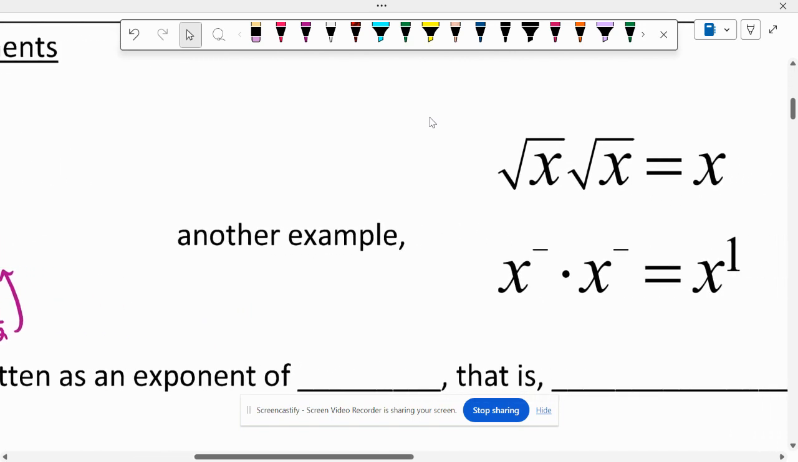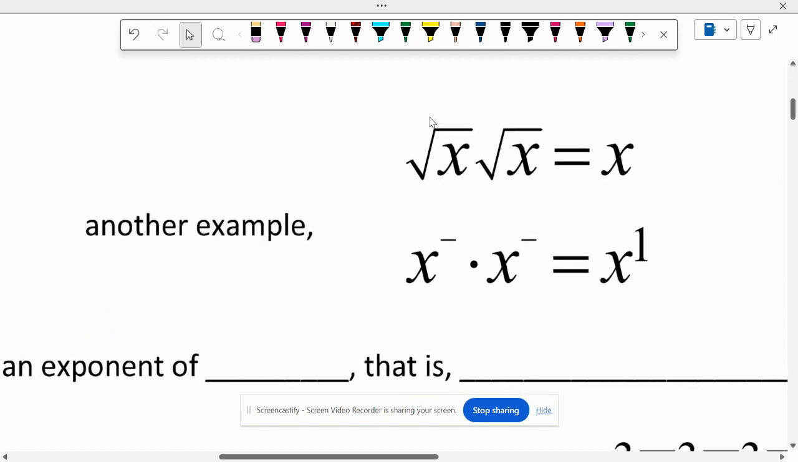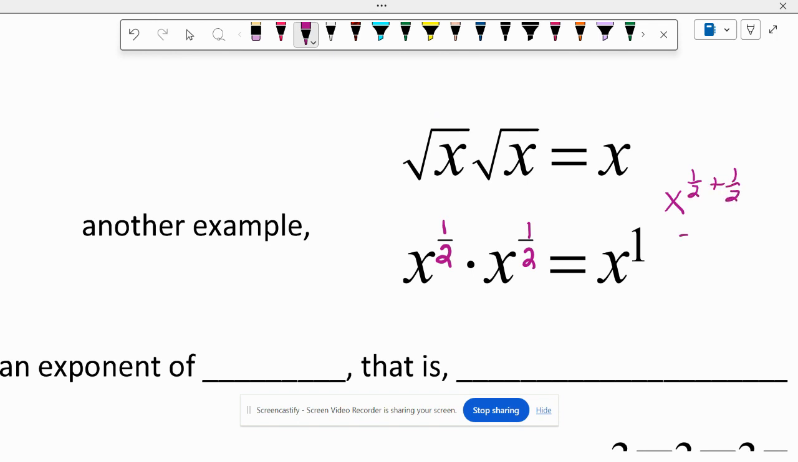So the square root of x times the square root of x equals x. That's the same thing as saying x to the what power? x to the 1/2 power times x to the 1/2 equals x to the first because we add them. Do you guys want me to show that? I will. x to the 1/2 plus 1/2 equals x to the 2 halves, which is the same thing as x to the first, or just x, right?